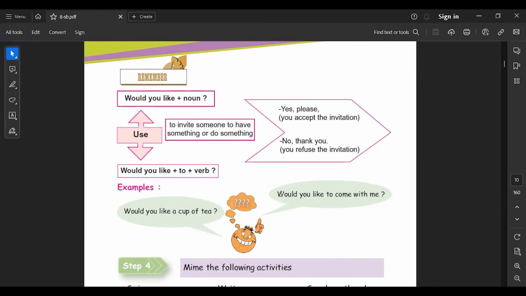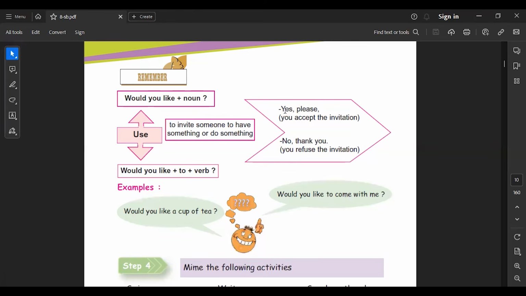Plus to plus verb. Okay? What about the verb? The verb is always in the infinitive, because we have to keep the verb in the infinitive. So, would you like to come with me? This is an invitation, but this is to plus verb. Would you like a cup of tea? This is also an invitation, but with a noun. Now we have sub functions. What are the sub functions we are talking about? Under the function of inviting you have two other functions linked to it.